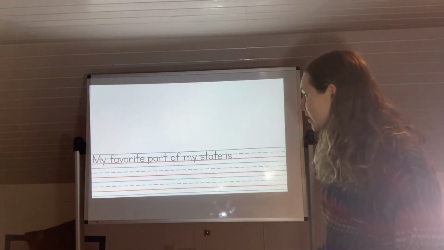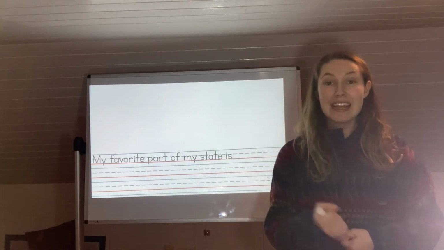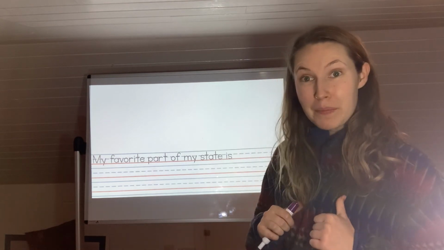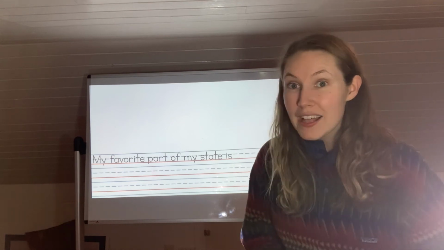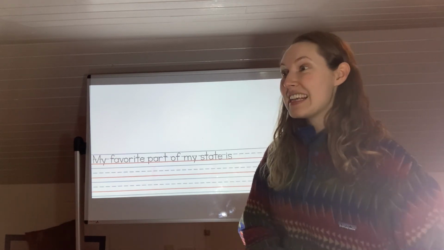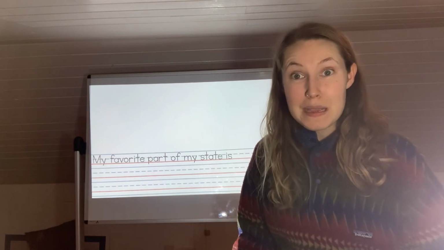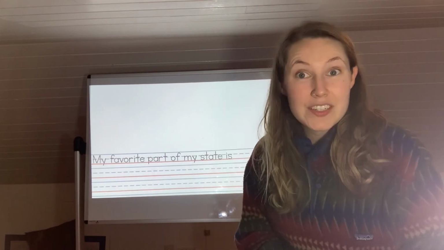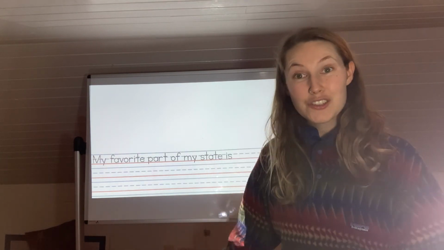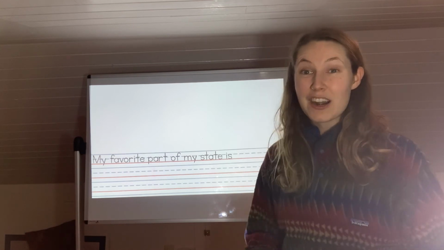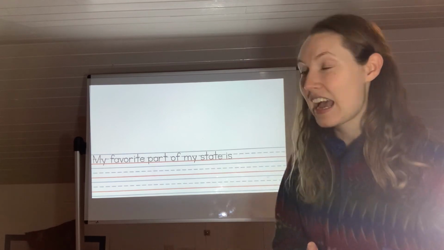So now we have our sentence beginning. My favorite part of my state is... and I think that my favorite part is all the national parks. Maybe your favorite part is the coastline. Maybe your favorite part is the mountains. Maybe your favorite part is the cities. Maybe you like going to other big cities like San Francisco or San Diego. Maybe you like going camping. There are so many things that we can do in our state that are not just in our city. And one of my favorite things to do is visit the national parks.